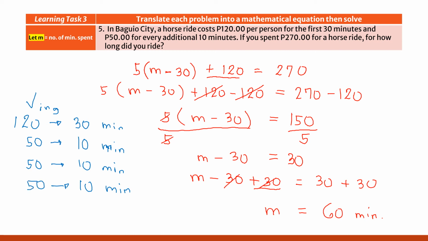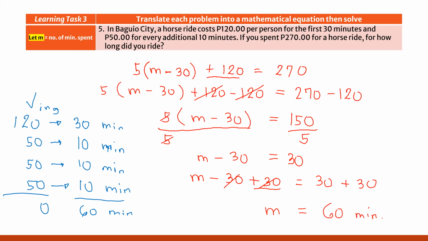So, 30 plus 10, 40 plus 10, 50 plus 10, 60. So, meron ka ng total of 60 minutes. So, tama ba na ang binayaran mo ay 270 pesos? So, tingnan natin. 0 plus 0 plus 0 plus 0, 0.